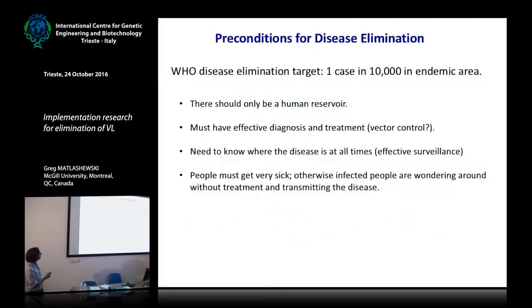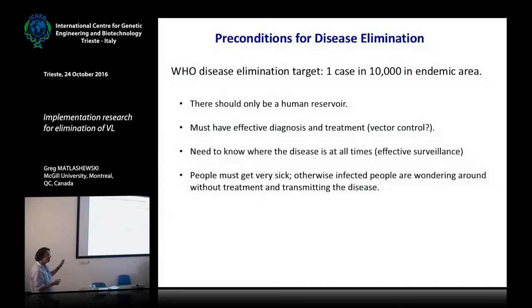So first of all, if you want to eliminate a disease, you have to have certain considerations first. You just can't walk in there and say, I want to eliminate the disease. You have to consider some things. First of all, you need to have an elimination target. And the WHO elimination target is often one case in 10,000. So clearly the disease is still there, but it's being eliminated as a major public health problem. It's no longer a major public health problem, but you still will have cases, and that's one caveat, maybe one weakness of the program.